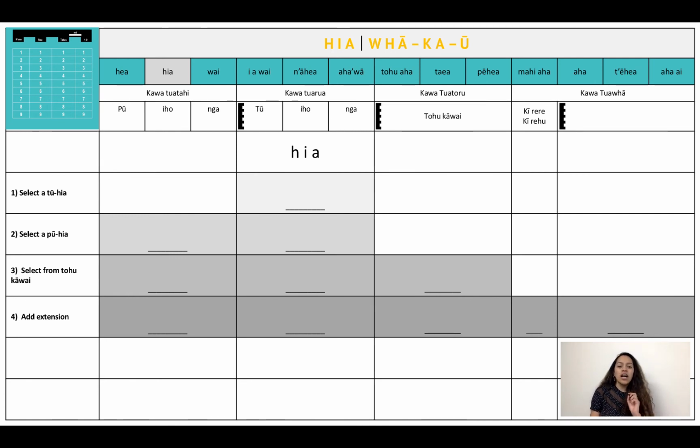Step 1, kawa tuarua, select a tū here. Now tū here is any counting base word, which is pretty much any number, and you know how to count from 1 to 10,000. I'm going to choose the number 2. So I'm going to put rua in kawa tuarua. Step 2, kawa tuatahi. Select a pū here. Now you've only learned 1 pū here, and that is e. By now you should have e rua.